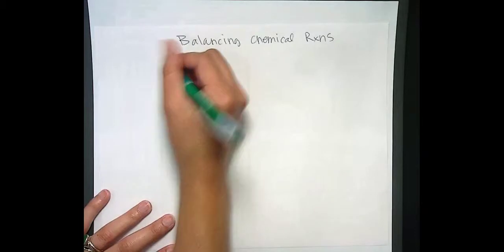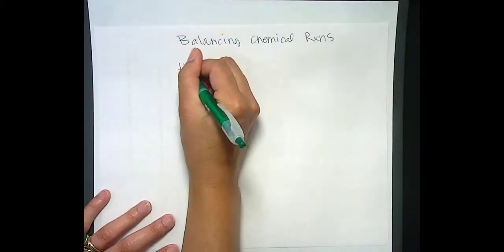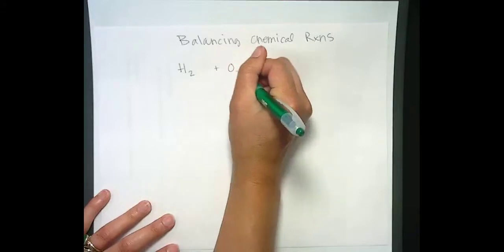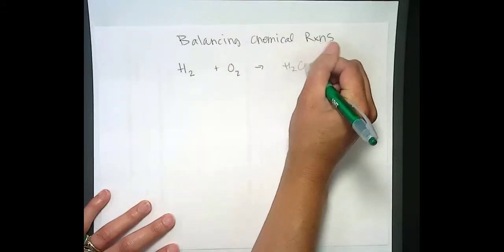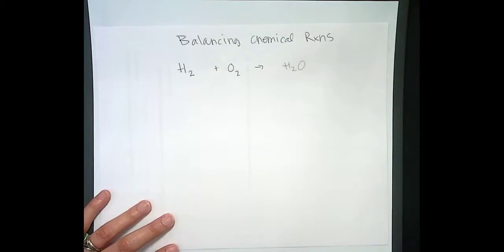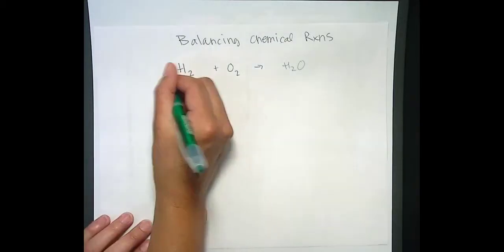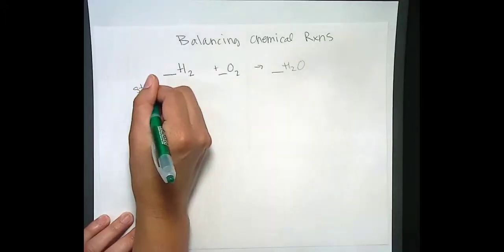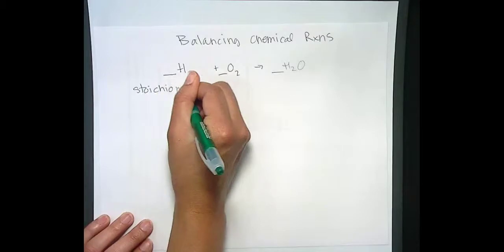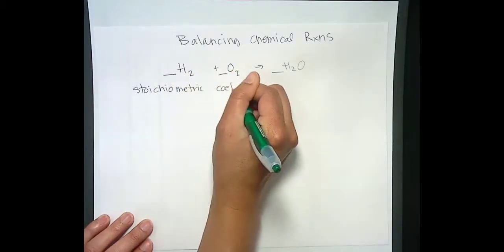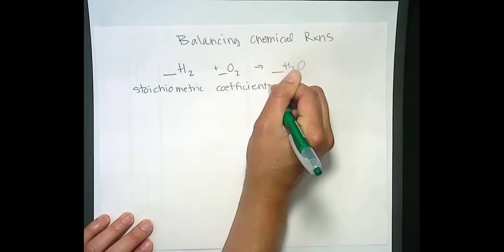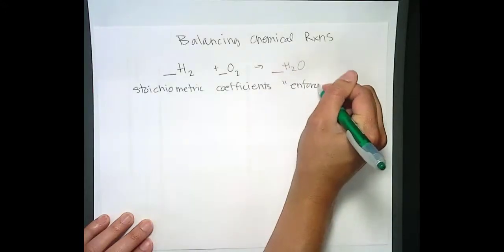So we could start with a simple one. Hydrogen and oxygen forming water. We learned from mass conservation that the number of hydrogen and oxygen atoms we start with have to equal the number of hydrogen and oxygen atoms we end up with. And that's all this is doing. We use something called stoichiometric coefficients. They just sort of enforce this mass conservation.